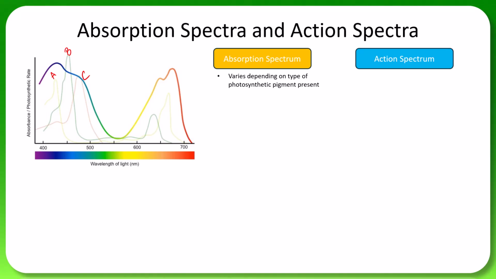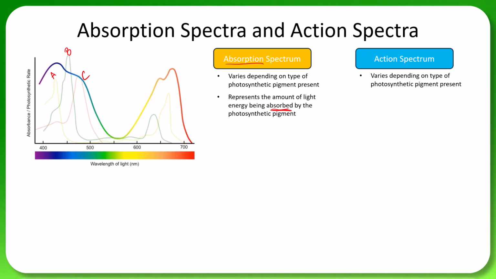But when comparing the absorption spectrum to the action spectrum, this varies depending on the type of photosynthetic pigment present. If these three pigments are present, the absorption spectrum and action spectrum are going to basically mirror each other. Where the absorption spectrum peaks, the action spectrum will peak, and when they both fall, they will both fall. The absorption spectrum represents the amount of light energy being absorbed by the photosynthetic pigment. Again, that's why it's called the absorption spectrum.